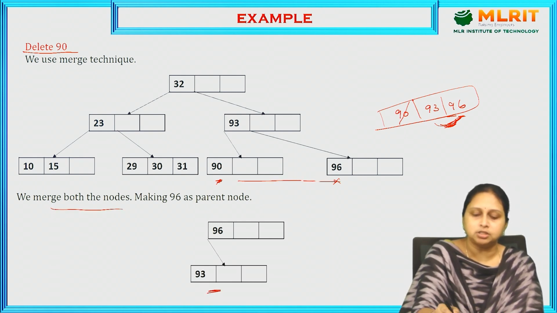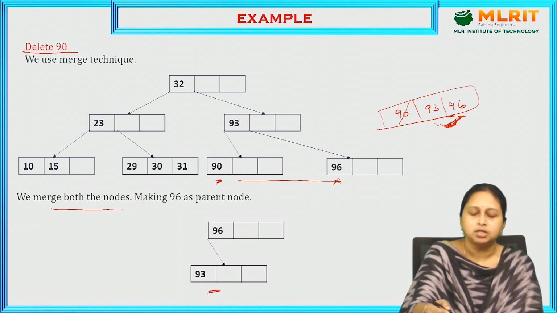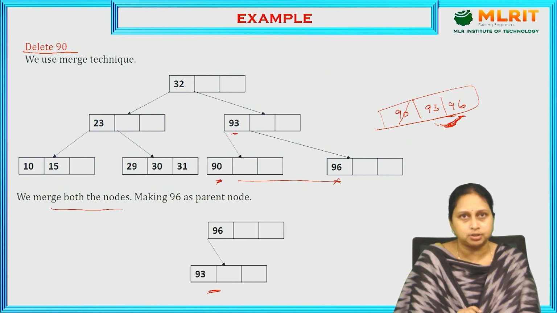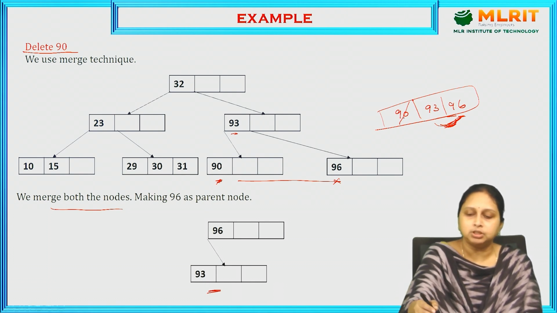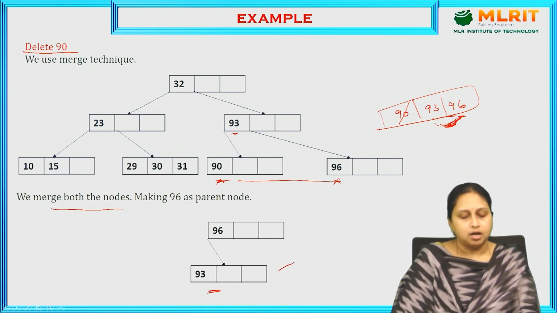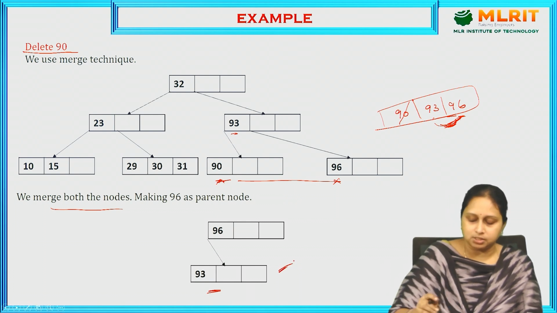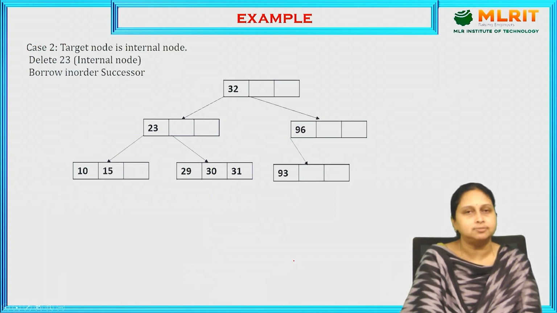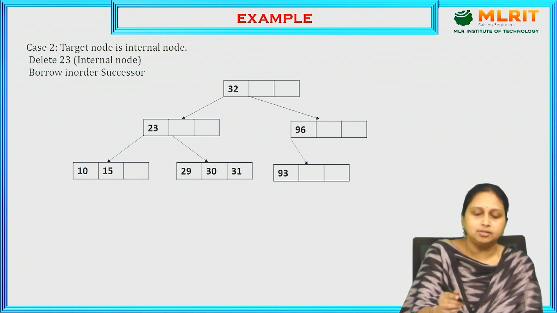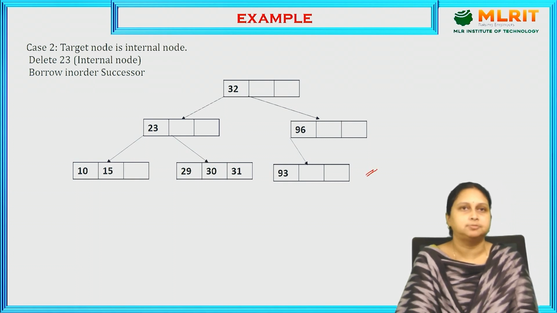When you are merging these nodes, we can't merge directly, so we need to consider these two and the parent also. 90, 93 and 96 are going to be merged. When I merge it, I am going to delete 90. So 93 will come as a left child and 96 becomes the parent node, right? Now you can see the same diagrammatic representation, how that will be changed here. After deleting 90, this is the tree that we are going to get.